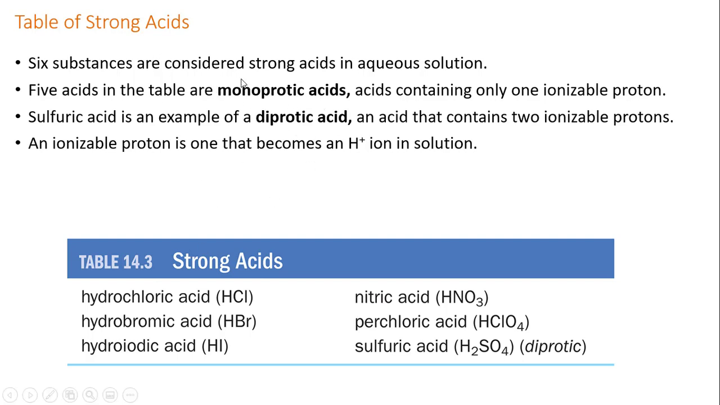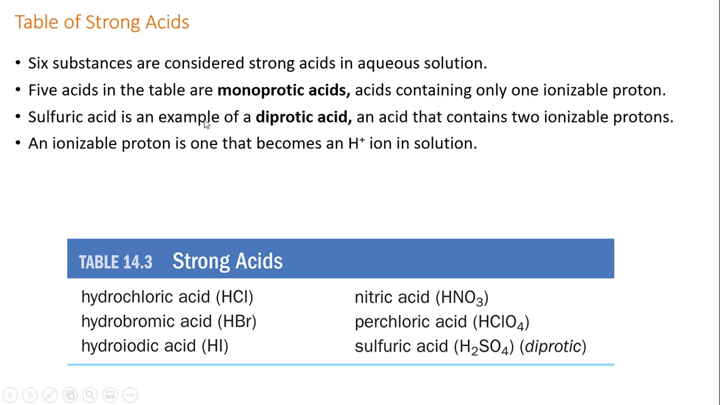Okay, so we have 5 that are monoprotic. This is a fancy word for saying it's one hydrogen ion, or proton, that will leave. And you can see these are halogen, halogen, halogen, and this is a halogen with an oxide with it. So monoprotic means one ionizable proton, which is right here.